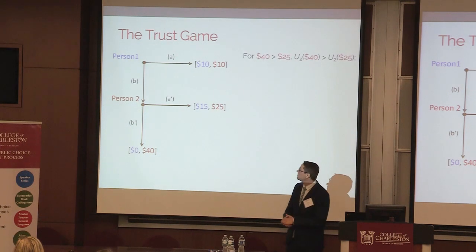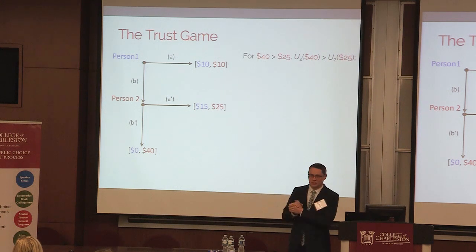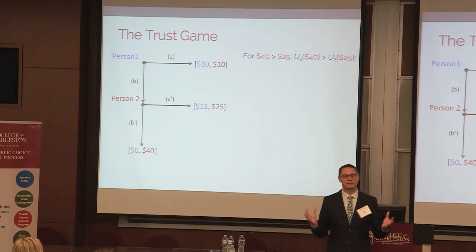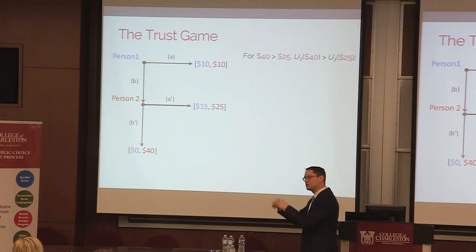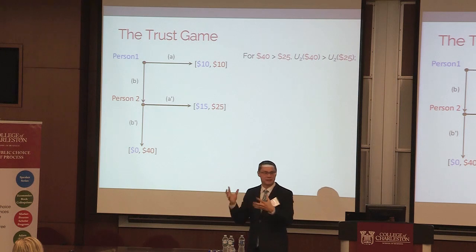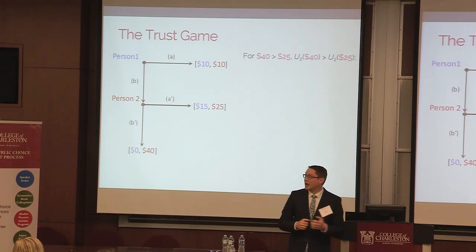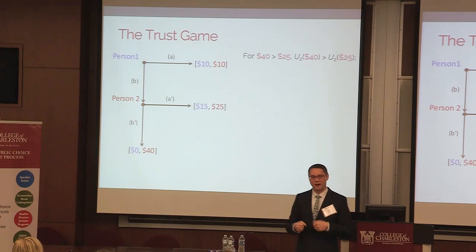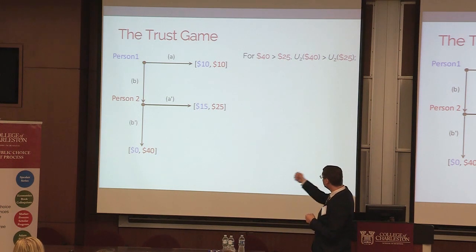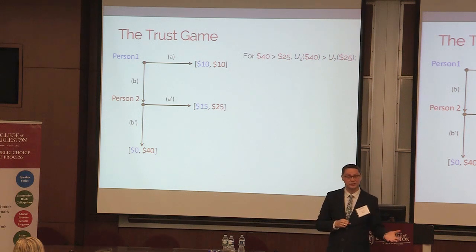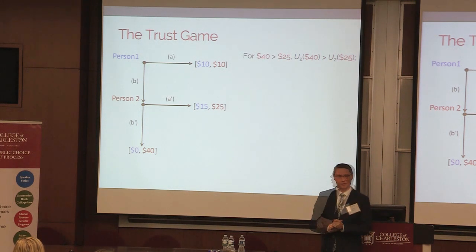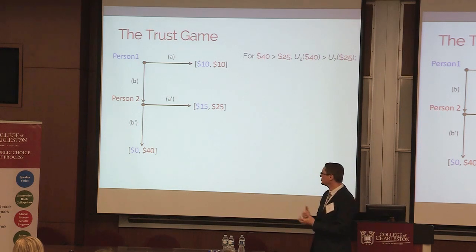We have this concept of utility that we teach, that more is preferred to less. The technical term is local non-satiation. There's always some element that you prefer more of, and in this case, it's money. And $40 is greater than $25, so we'd say the utility of person 2, if they got to make a decision, would be greater for $40 than for $25. So what would person 2 do? They would choose to play down.